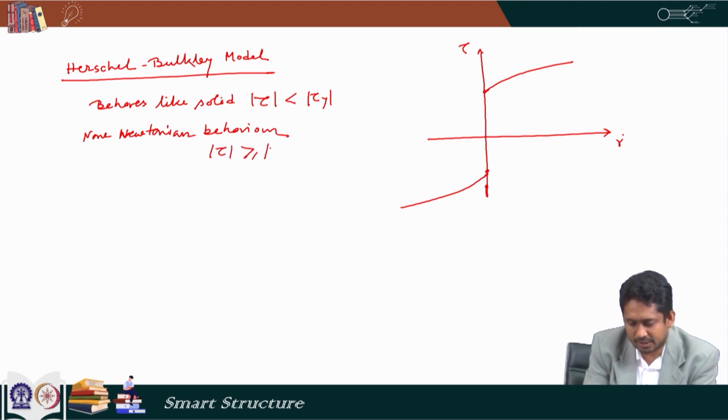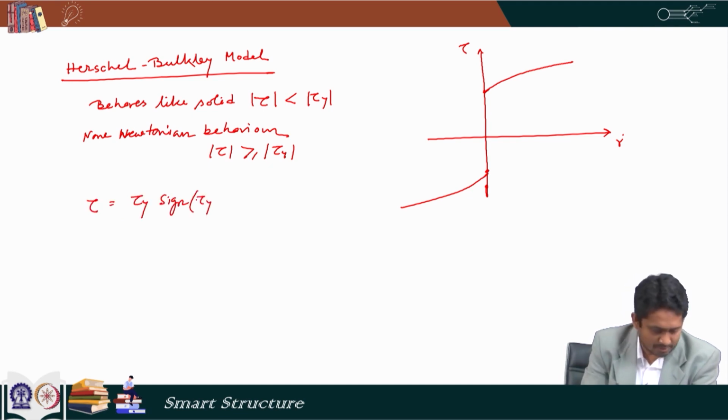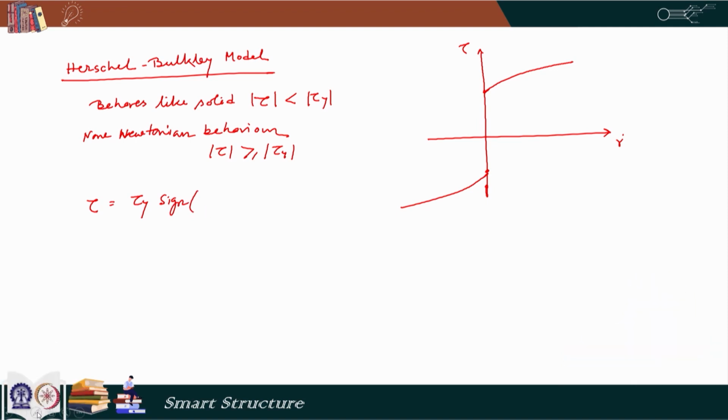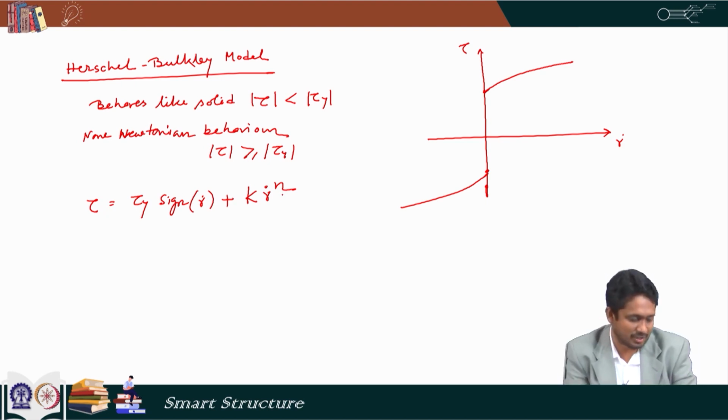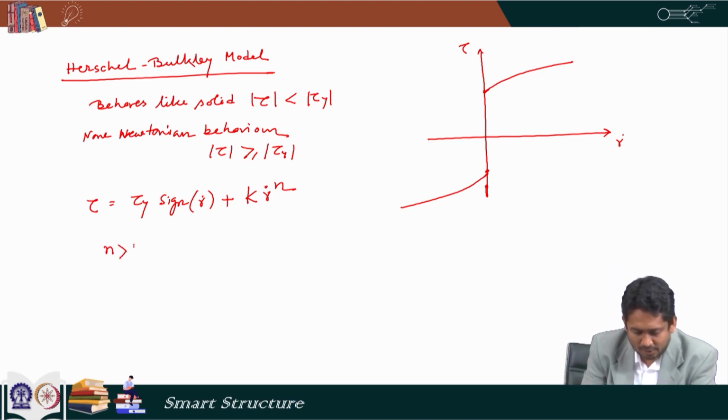when tau is greater than or equal to tau y, and that is generally denoted as tau equals tau y sign of gamma dot plus k gamma dot to the power n. So, as we can see, when n is equal to 1, that becomes the Bingham plastic model, and at that time the flow becomes Newtonian, otherwise it is a non-Newtonian flow.